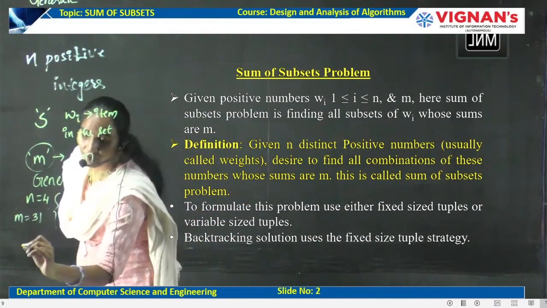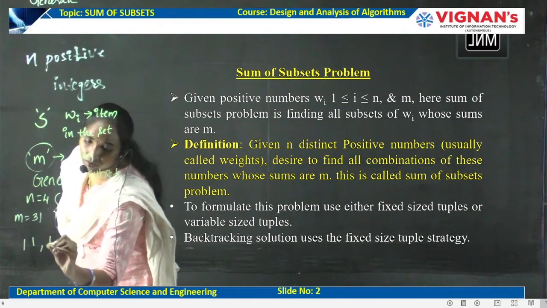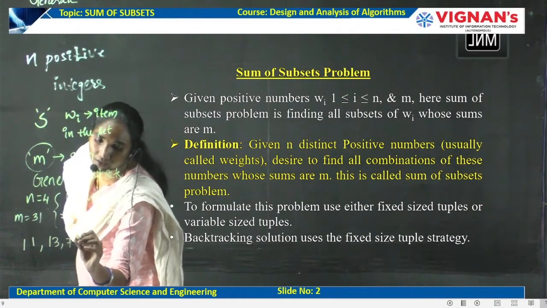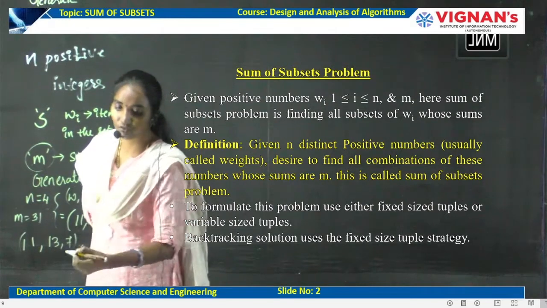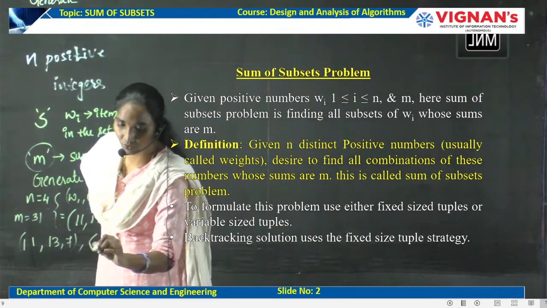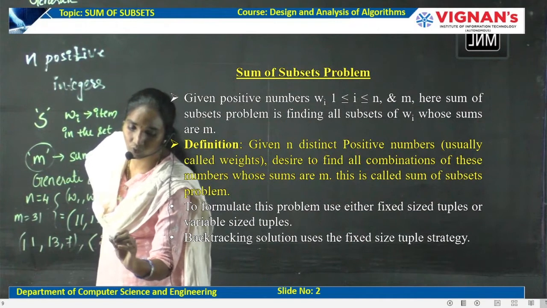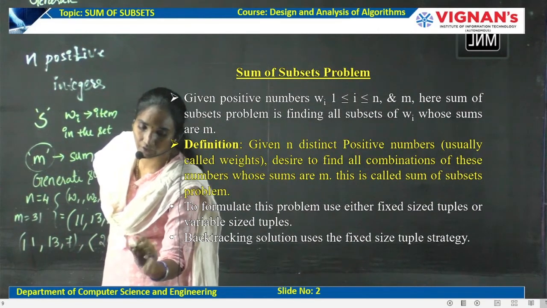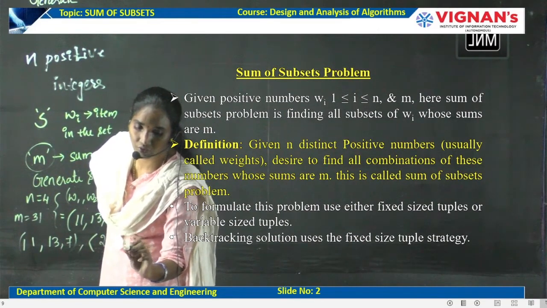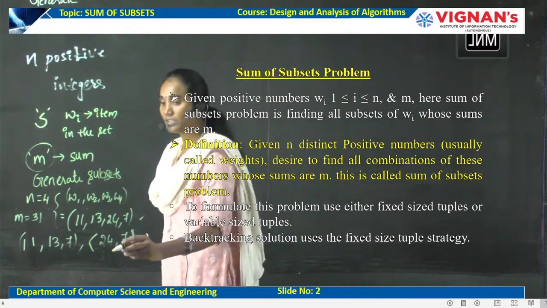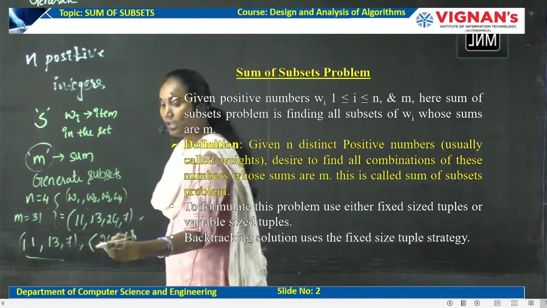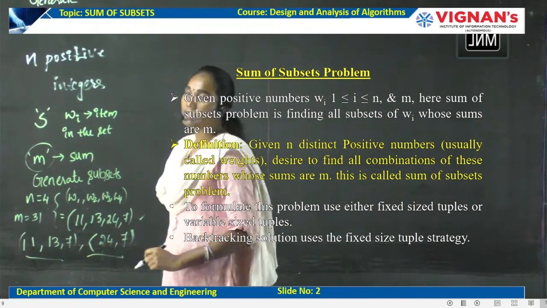Here if I have 11, 13, 7, then 11 plus 13 plus 7 is equal to 31, which is one solution, and the other solution is 24, 7. So here there are two solutions which yield sum 31. The first one is 11, 13, 7, and the next one is 24, 7.